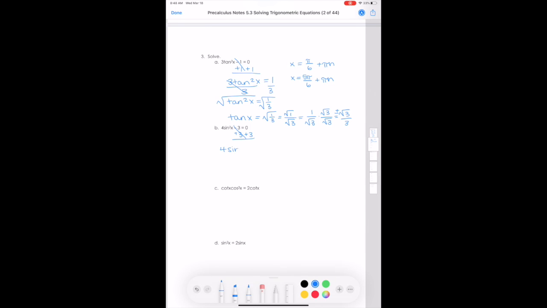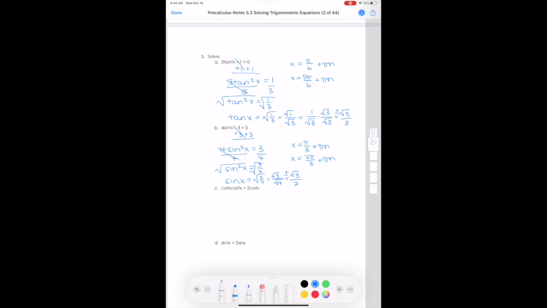Moving on to B. It's about the same thing. All right, bringing back some algebra skills, splitting it up into 2 square roots. So now I have sine x equals plus or minus root 3 over 2. All right, because of this plus or minus, you end up with pi over 3 plus pi in and 2 pi over 3 plus pi in.